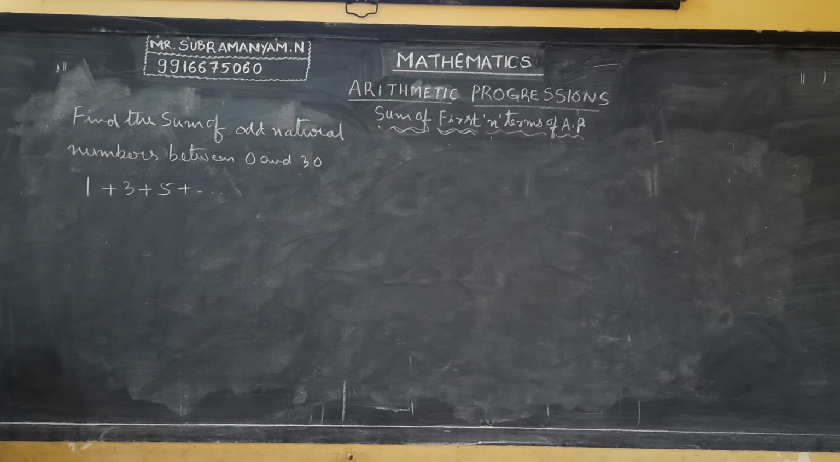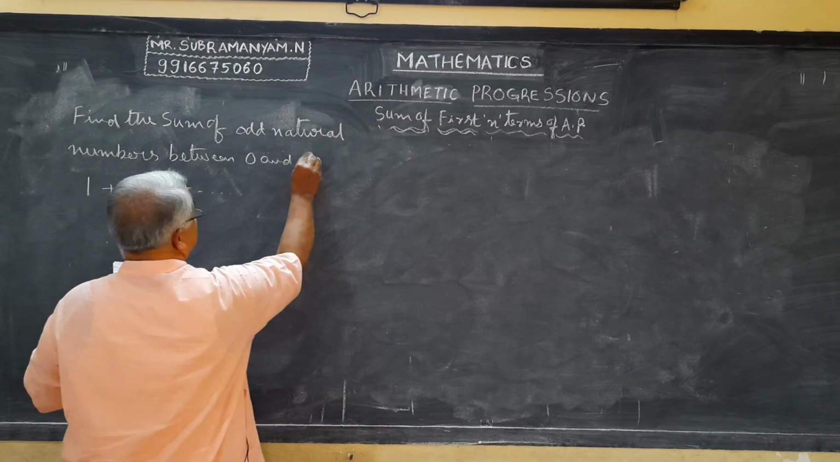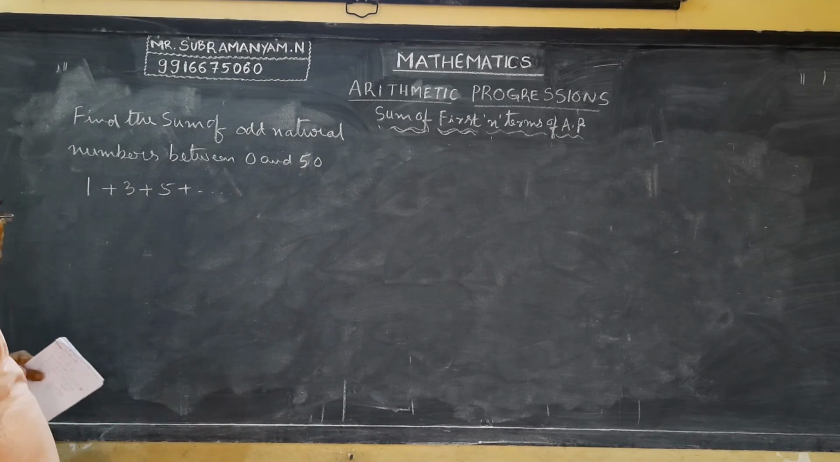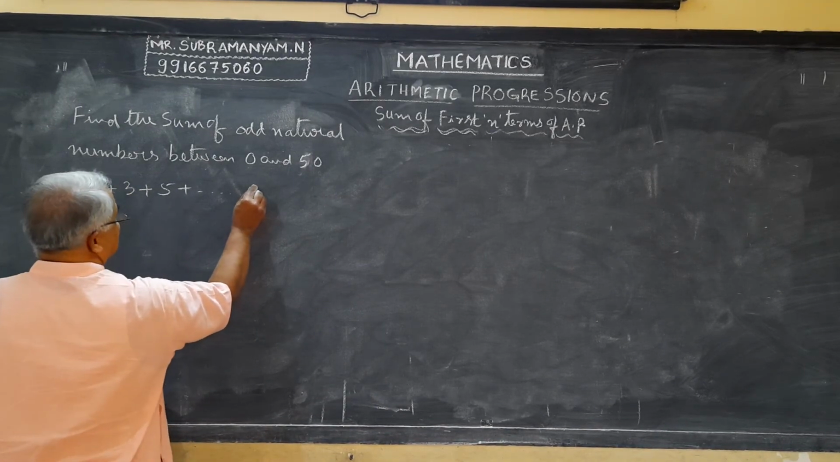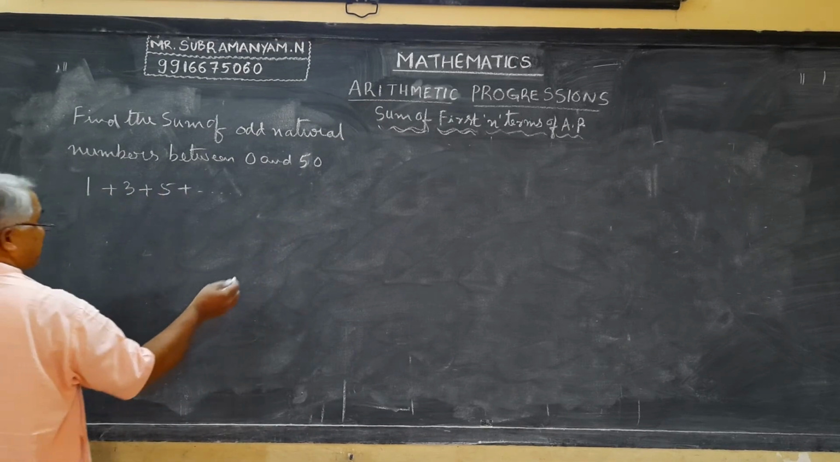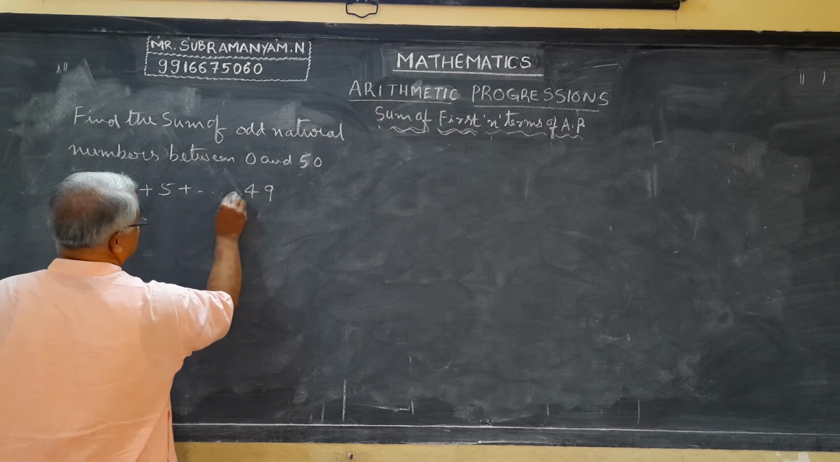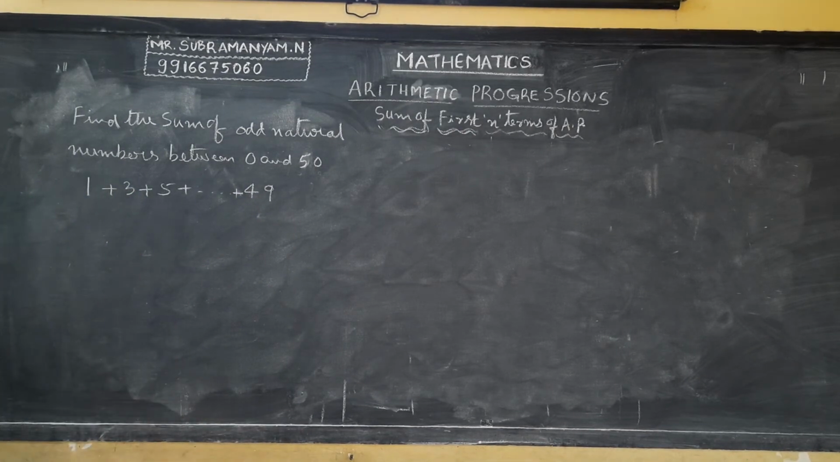So here, between, okay, this will make it 50, still a big number. The last number cannot be 50. The last number will be 49 because it is an odd number. Please check. From 0 to 50, between these two, we want the odd numbers.